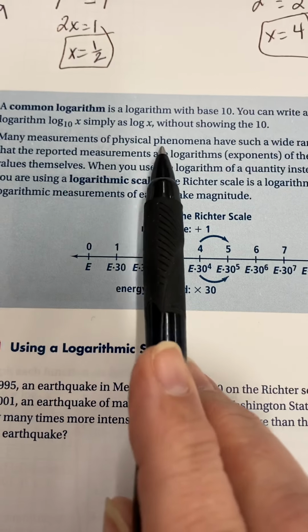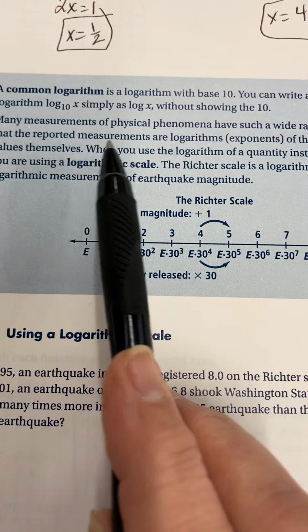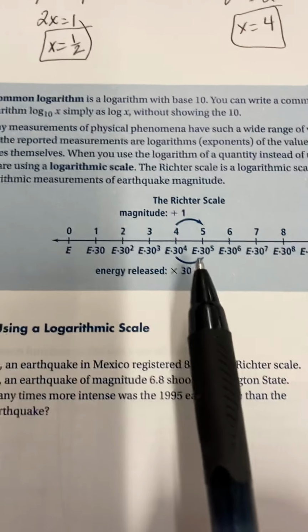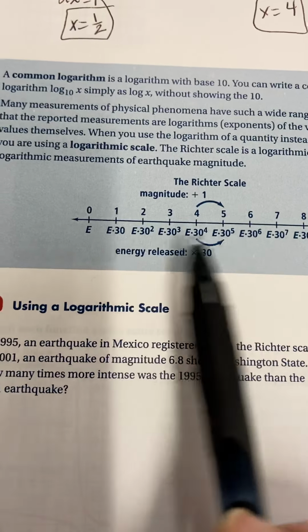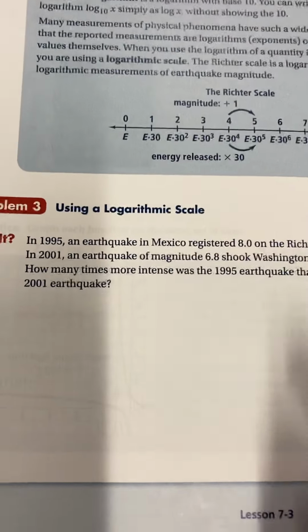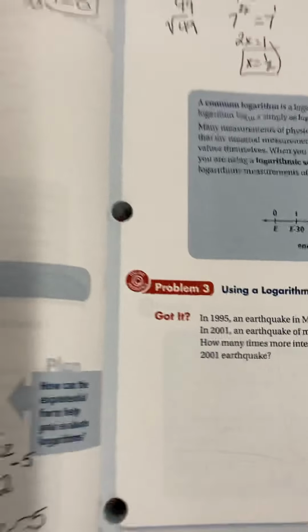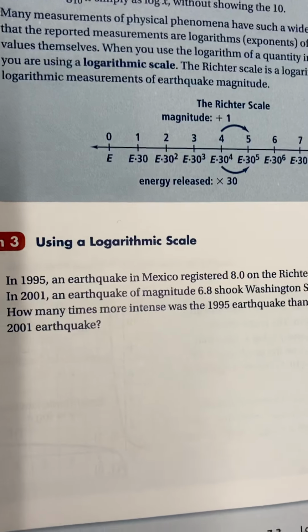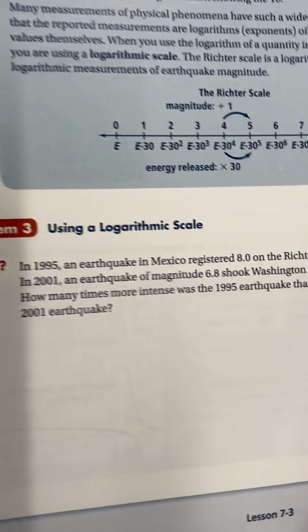It says many physical phenomena, such as a wide range of values, are reported in logarithmic or exponent forms. You've got your Richter scale. So you can take a look here. Your Richter scale is how earthquakes are measured. You look here and it will show you how that works. All right. So you're going to do a few little problems there with your Richter scale. If you want to try that, you may. You can also go onto your Pearson account and it will go through and explain it a little more thoroughly.